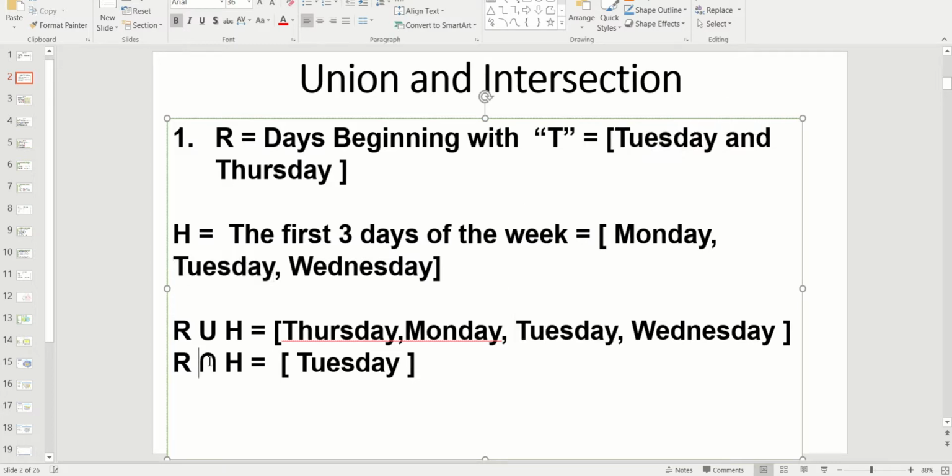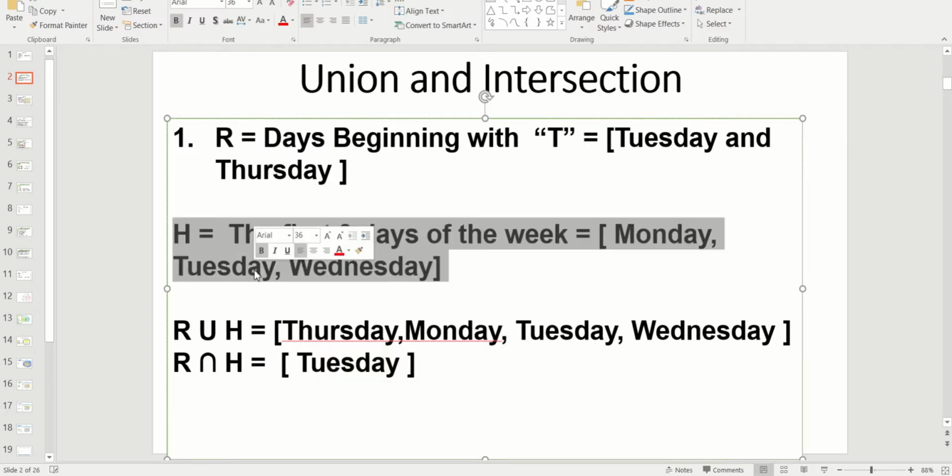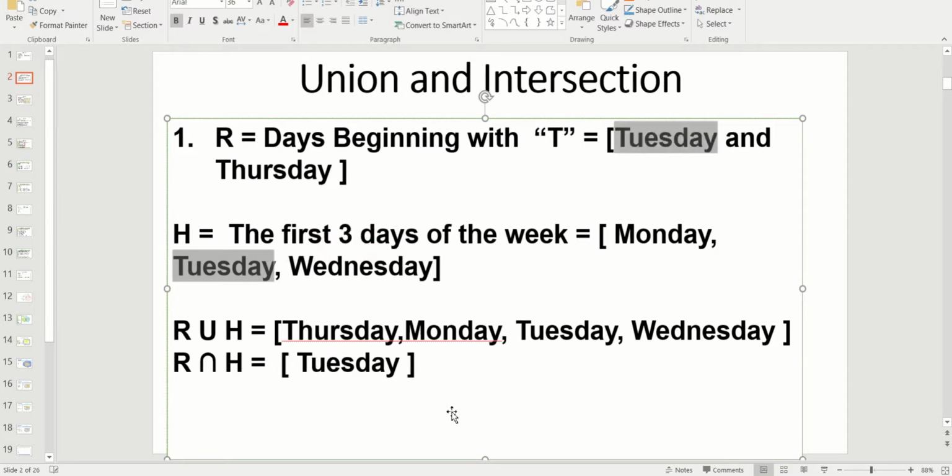The second one is intersection. Intersection is symbolized with the upside down U. This is the counter of union, the opposite of combination. We list only the similarity of the sets, which is Tuesday, because all of them have Tuesday. I hope that you understand the union and intersection.